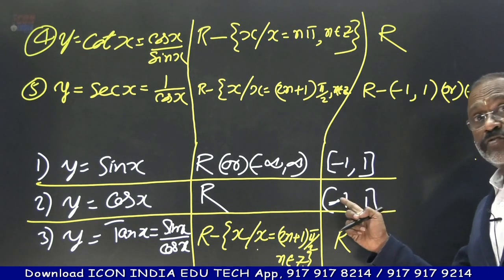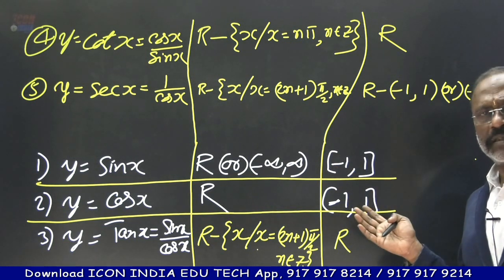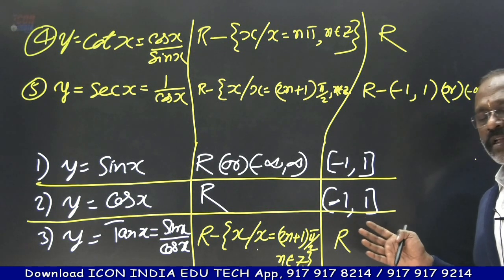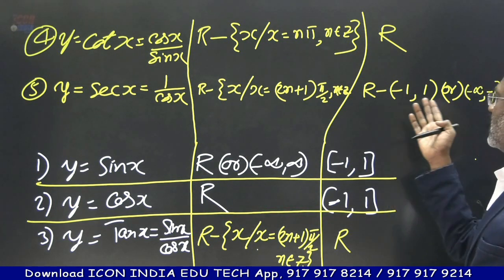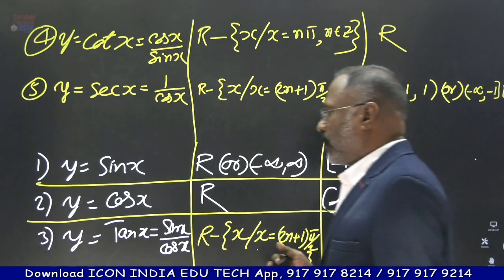Because cos x lies between minus 1 and plus 1, its reciprocal never lies between minus 1 and plus 1. Remember it like that. Cos x and sin x lie between minus 1 and plus 1, and their reciprocals never lie between minus 1 and plus 1. That means the values lying between minus 1 and plus 1 are subtracted from the set of real numbers.